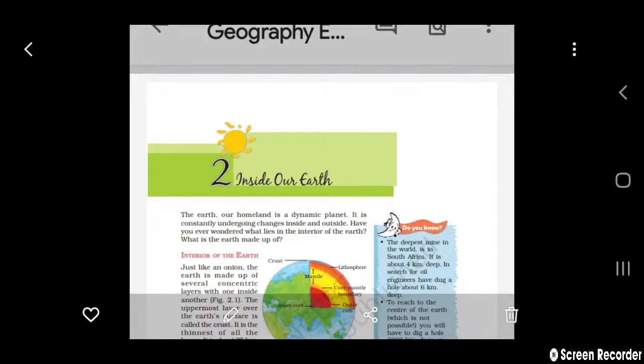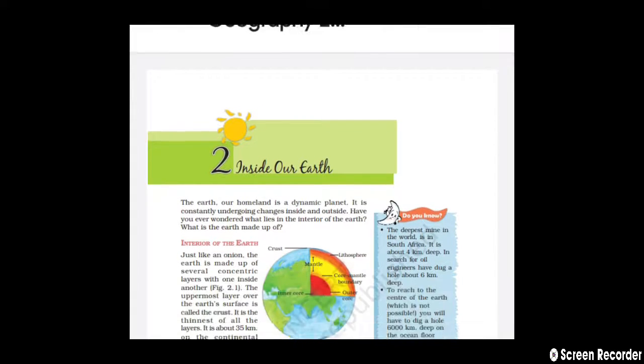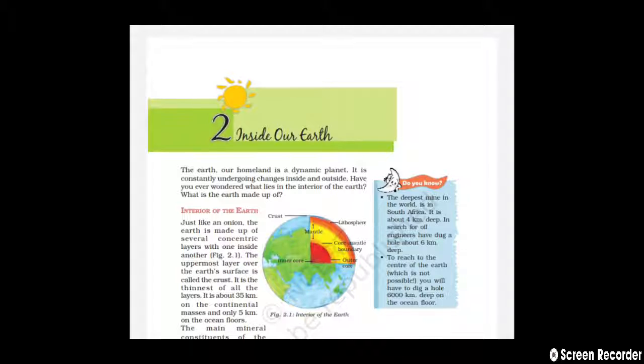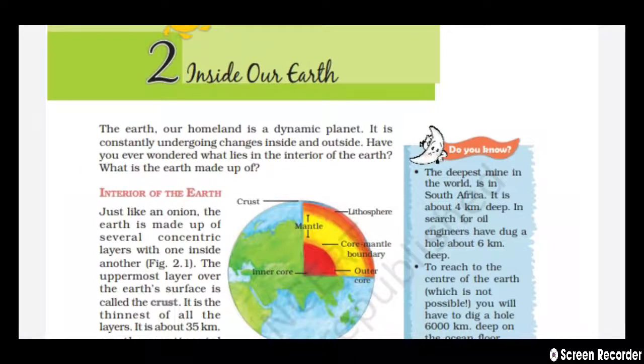So today I'm going to explain your 7th standard geography second chapter, Inside Our Earth. As you all know, the earth, our homeland, is a dynamic planet. It is undergoing changes, both inside and outside.